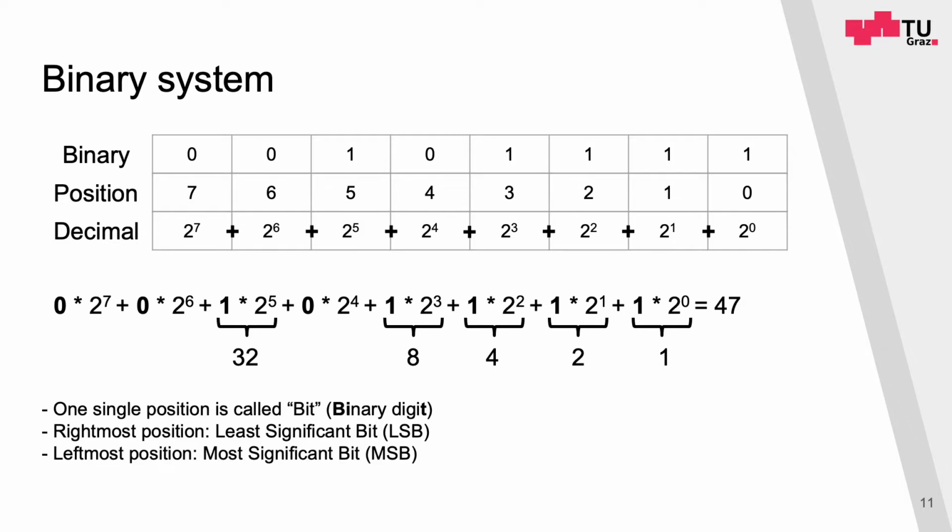So one single position is called a bit, also called a binary digit. The rightmost position is also called the least significant bit, or LSB, and the leftmost position is called the most significant bit, or in short, the MSB.